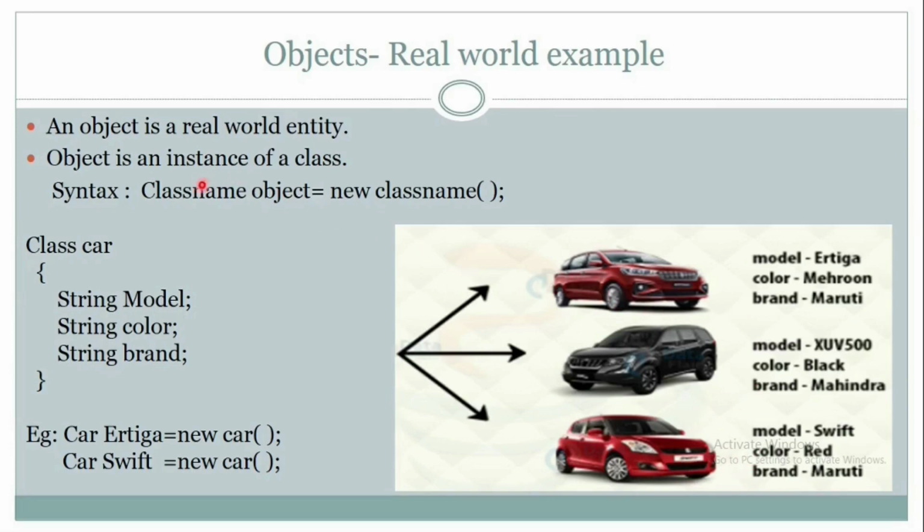Now coming to the syntax of object creation. This is the syntax: ClassName object = new ClassName(). This is a constructor, and we'll learn about constructors in the coming slides. What new does is allocate memory dynamically to this object. So the new operator is used in allocating memory to the object. Coming to the class Car, we have created two objects here, Ertiga and Swift. As I've already told you, whenever you create an object, the compiler will allocate memory to each of these objects.